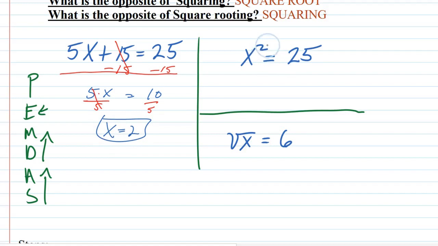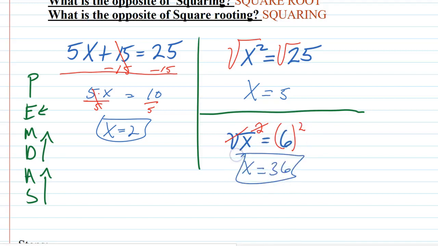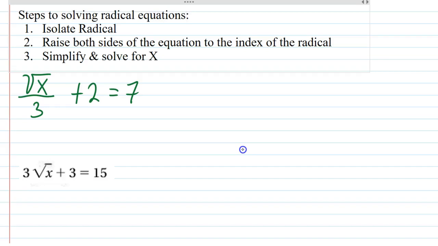Well, what is the opposite of taking the square? The opposite of taking the square is taking the square root. Whatever you do to one side, you do to the other. And that gives me the answer of x is equal to 5. Well, then what is the opposite of a square root? The opposite of a square root is a square. So I square one side. Whatever I do to one, I have to do to the other. A square and a square root cancel out, and that gives me x is equal to 6 squared, which is 36.